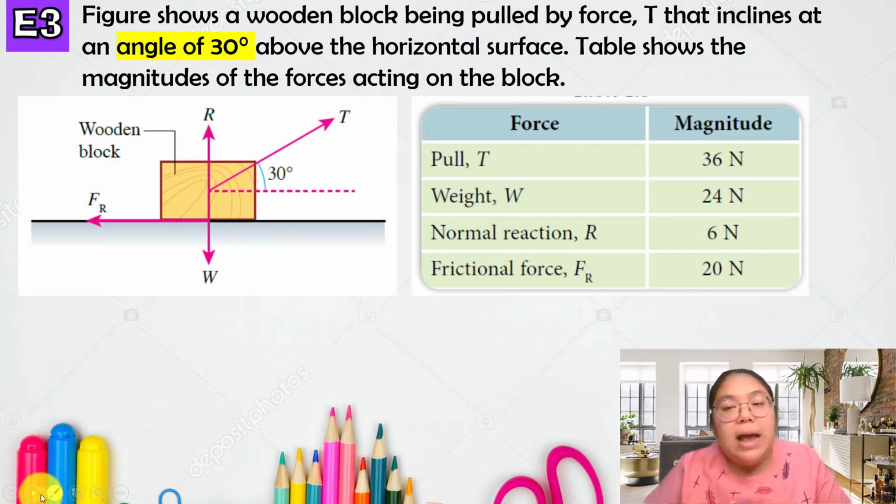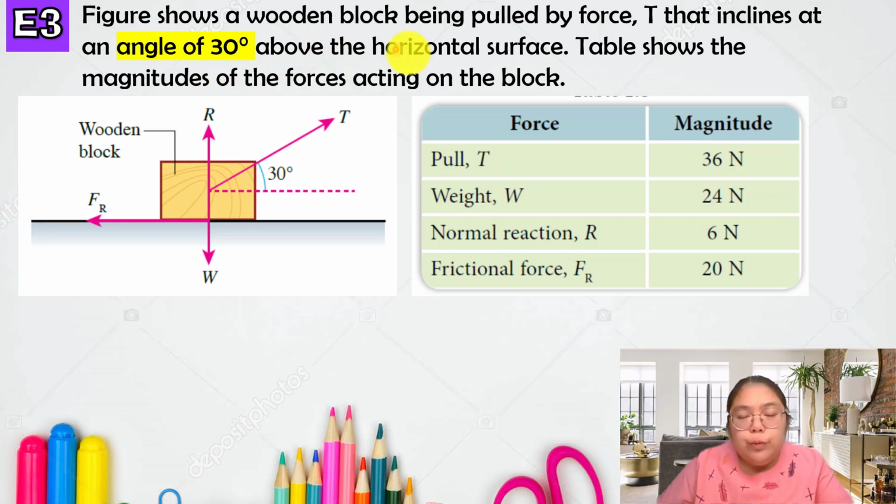Okay, now we go to example 3. Example 3 is a mixture of the forces. Now they show a wooden block being pulled by a force. This one is pulled by the force T. There's an incline with the angle 30, so that means later this T you need to do the resolution.